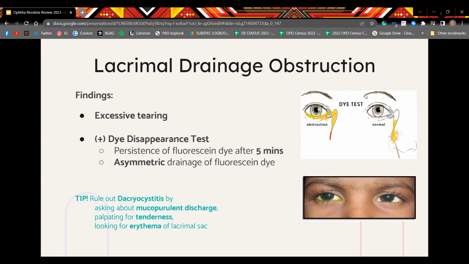So, makikita mo sa picture on the lower right, merong asymmetric drainage ng fluorescein dye. Yung sa right eye niya, dami pang dye na natira. Pero yung sa left, wala na. Okay, so if you're considering lacrimal drainage obstruction, it would be prudent to rule out dacryocystitis na rin, no? By asking about purulent discharge, palpating yung area of the lacrimal sac for tenderness, and looking for erythema dun sa lacrimal sac.